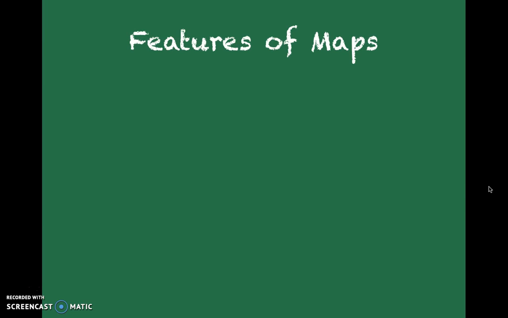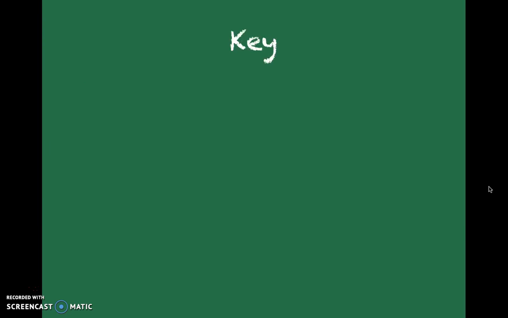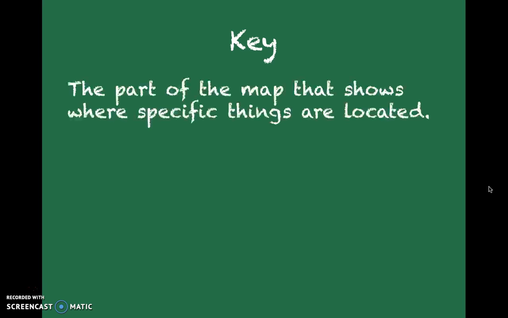Today we will learn about the features of a map. These include the key, scale, compass or compass rose, and lines of latitude and longitude. First, we have the key, which shows us where specific things are located on a map.